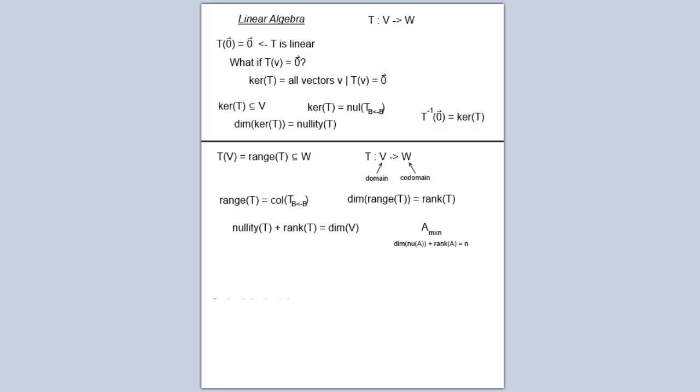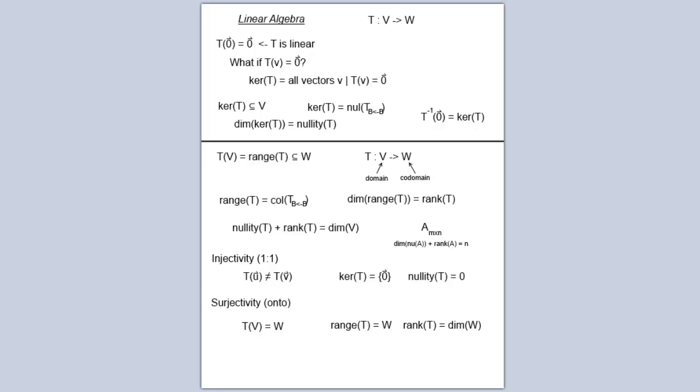There are some more terms that apply to these properties as well. A transformation is injective, or one-to-one, if there is a unique vector in the range for every unique vector in the domain. To show this, T is injective if and only if the kernel of T is equal to the 0 space, and therefore the nullity is 0. Transformation can also be what's called surjective, or onto, meaning that every vector in the codomain is covered by the transformation. To show this, T is surjective if and only if the range of T is equal to the codomain, and therefore rank of T is equal to the dimension of W.